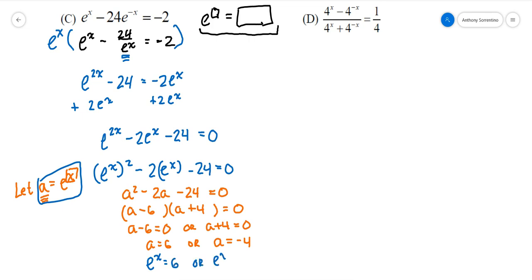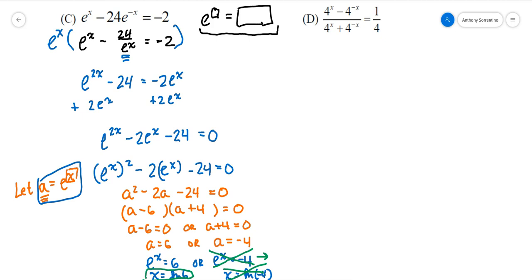or e to the x equals negative 4, which the second one I could automatically eliminate right now. e is a positive number. I cannot raise it to an exponent and get a negative. If you didn't see it there, the next step we would do is turn this into a logarithmic statement. And this one here would be x equals the natural log of 6. This one would be that x equals the natural log of negative 4. And again, we can't do that one either, because we can't take the natural log of negative 4. So this is the one and only answer here.